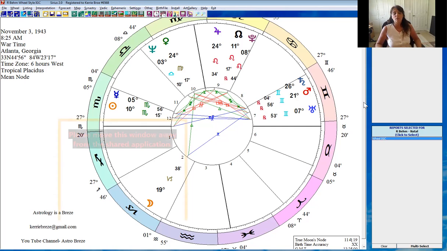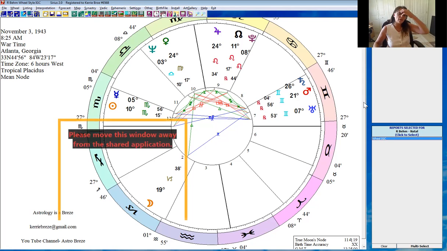And the moon gives you the emotional flavor. And then I like to look at not only Mercury, because it's right there next to the sun. So Mercury would then give you how their mind works. And then you go see where Venus is, their values. And then I like to see where some of the harsher planets are.